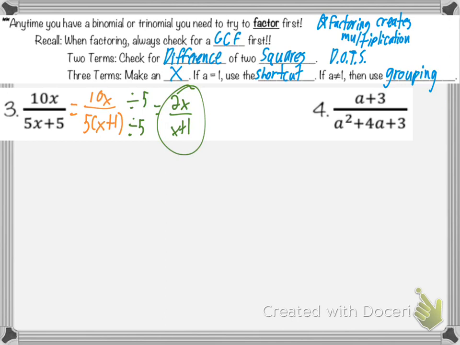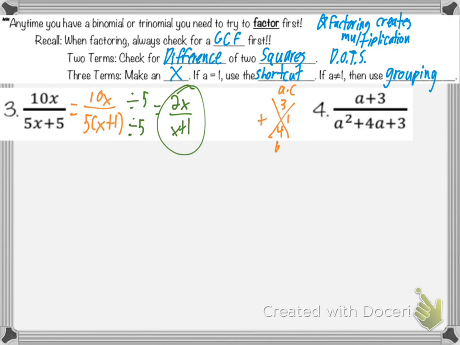Okay, so we have to factor first in order to create the multiplication. Same thing here on 4. We have addition on the top, and we can't factor that since there's no difference of two squares, and there's no GCF. But we can factor this bottom here, this trinomial. So we make an x. There's no GCF. The top goes a times c, if we recall. So 1 times 3 is 3. And the bottom, we put our b, so that's 4.